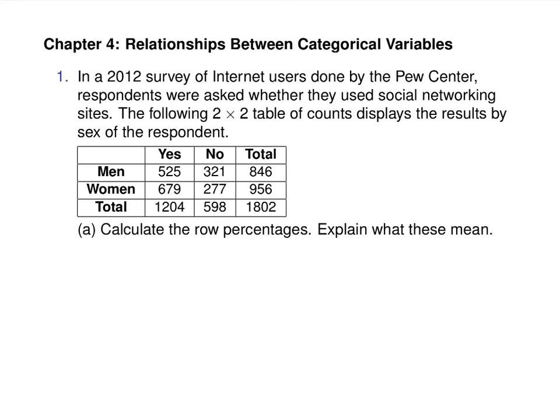So after talking about relationships between quantitative variables, we talked about relationships between categorical variables. So this is when your variables are only categories. So here we have a 2012 survey of internet users done by the Pew Center, and respondents were asked whether they use social networking sites. And of course, this is 2012, so these numbers probably have changed by 2016. So the following 2x2 table of counts displays the results by the sex of the respondents. So calculate the row percentages and then explain what they mean. So I'd like you to actually make a table.